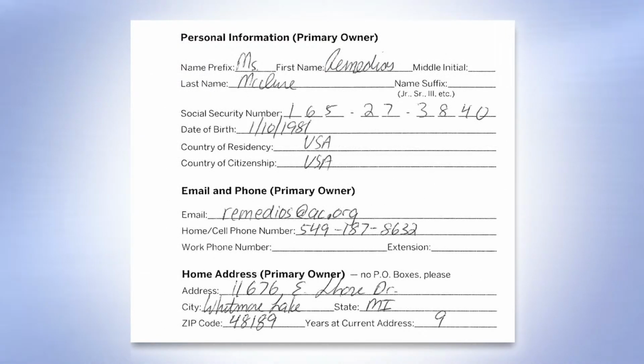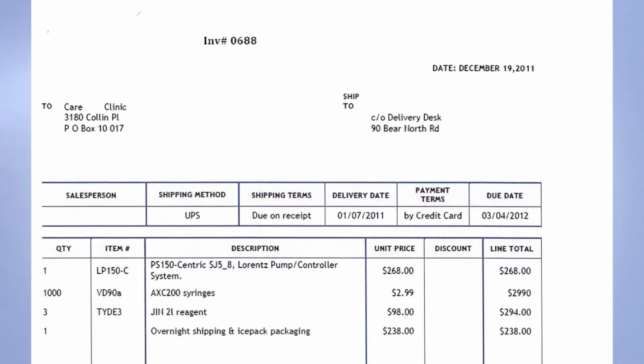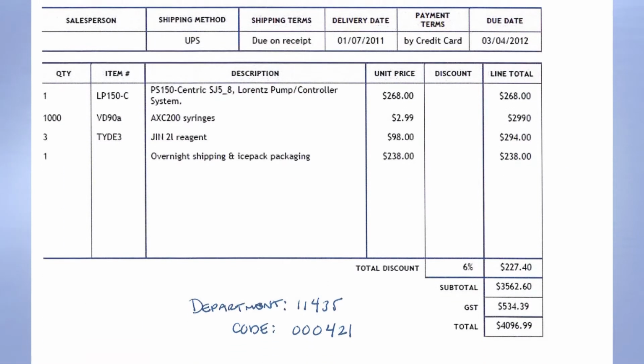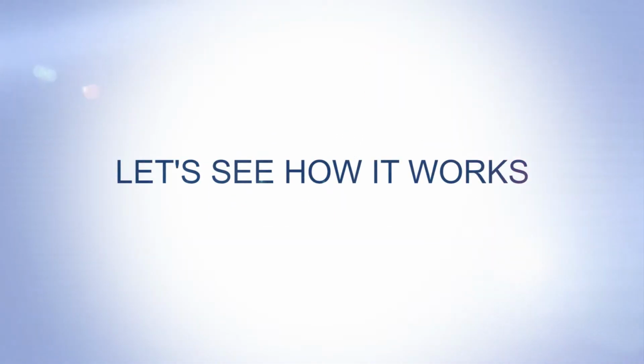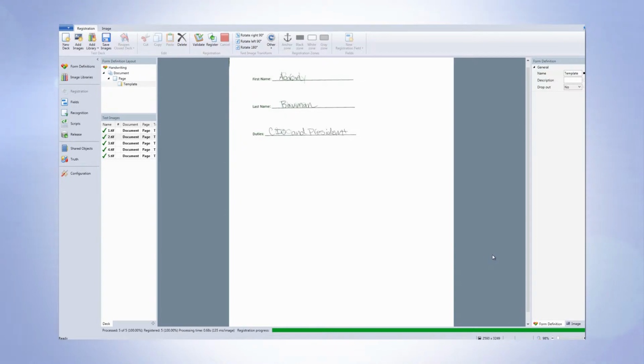In addition to processing documents with machine print, documents can also be processed that contain handwriting, both handprint and cursive. Let's see how it works. The following example demonstrates a representative type of problem.